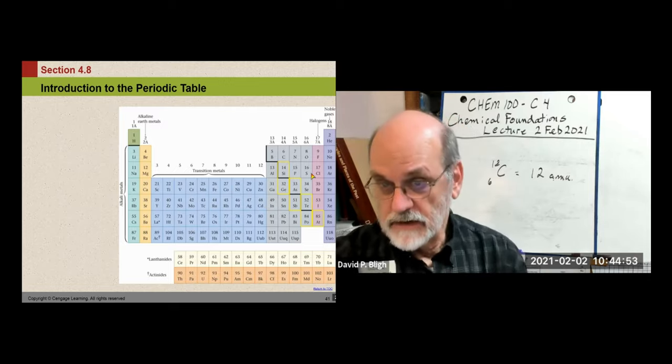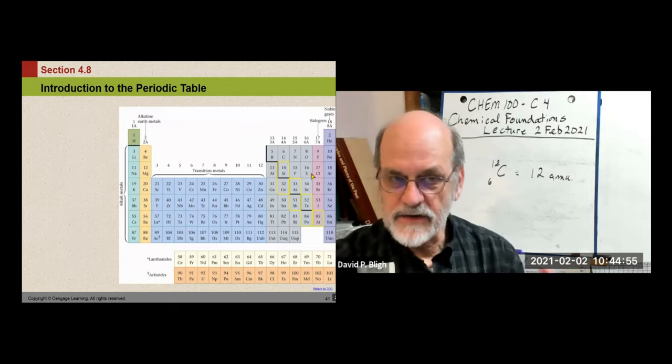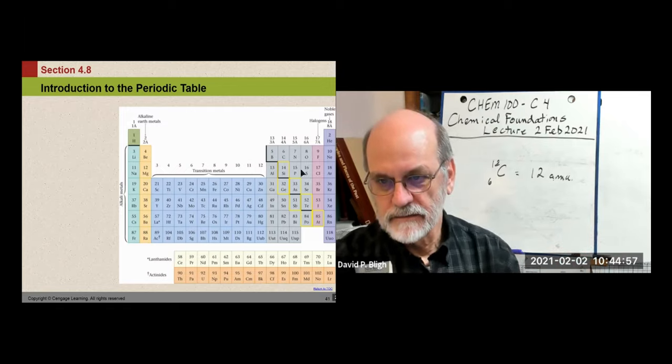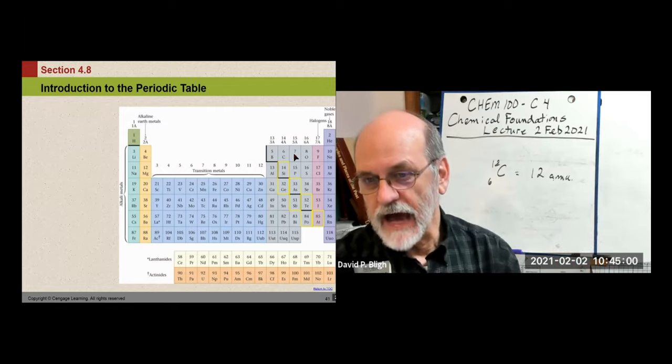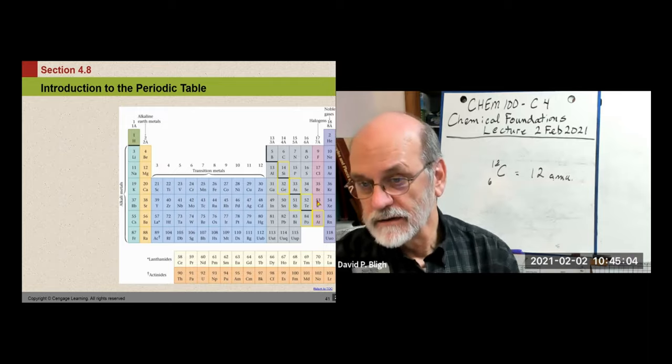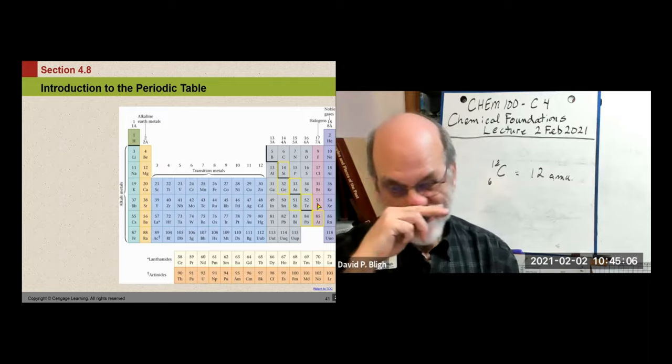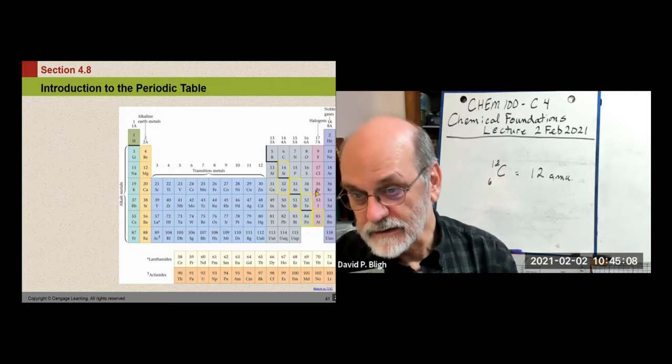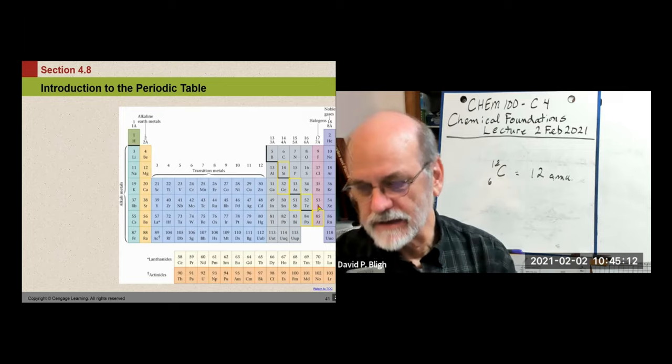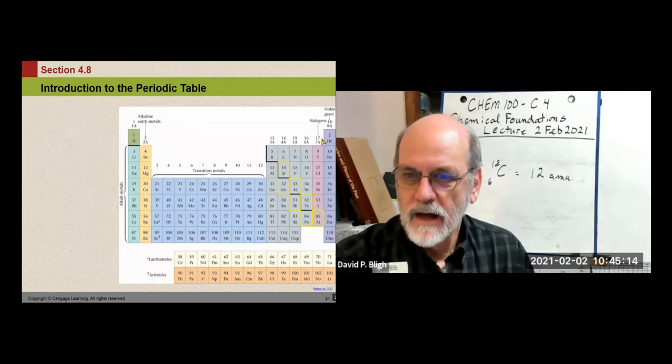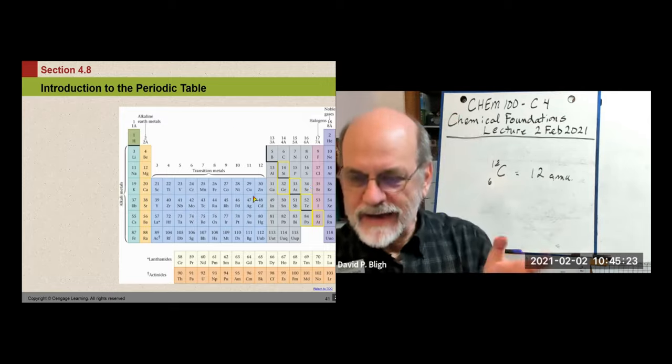Whereas nonmetals, they can be anything. They can be solid, liquid, or gas. Several of them are gases: nitrogen, oxygen, fluorine, chlorine. Bromine's a liquid. Iodine's a solid. So in that one family, you've got gas, gas, liquid, solid. Okay, so those are metals, nonmetals.